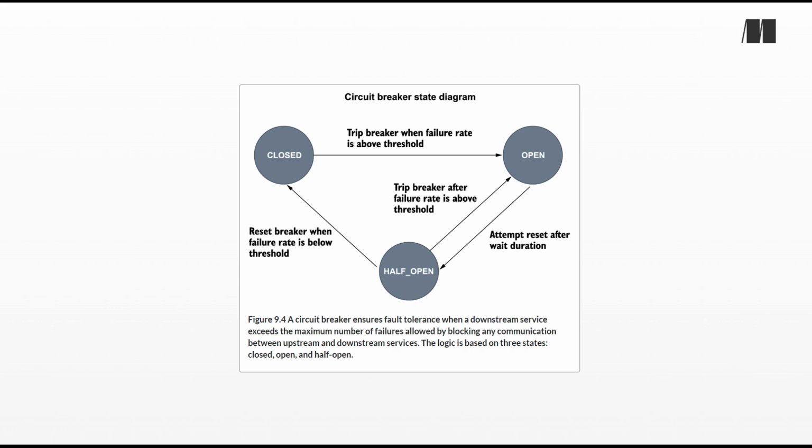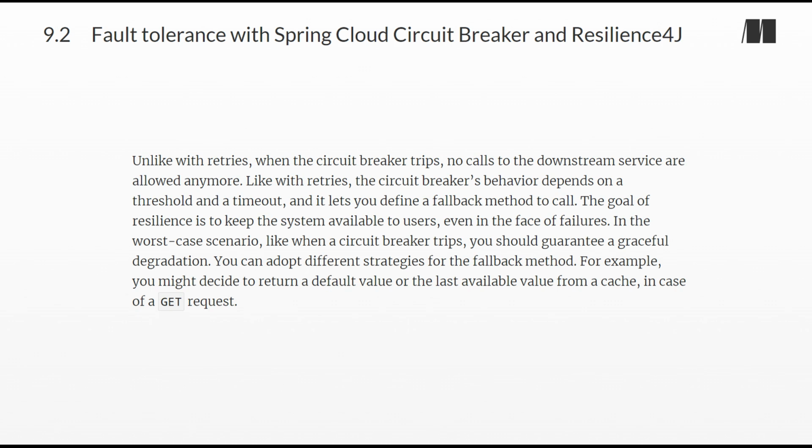Figure 9.4 shows how a circuit breaker changes state. Figure 9.4. A circuit breaker ensures fault tolerance when a downstream service exceeds the maximum number of failures allowed by blocking any communication between upstream and downstream services. The logic is based on three states: closed, open, and half-open. Unlike with retries, when the circuit breaker trips, no calls to the downstream service are allowed anymore.